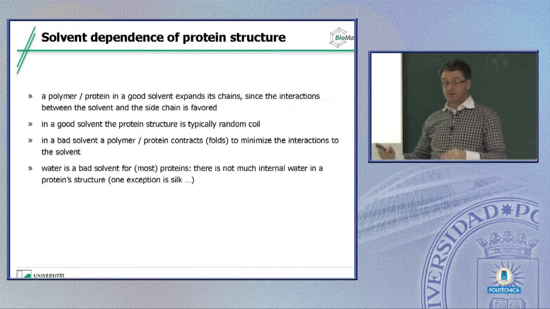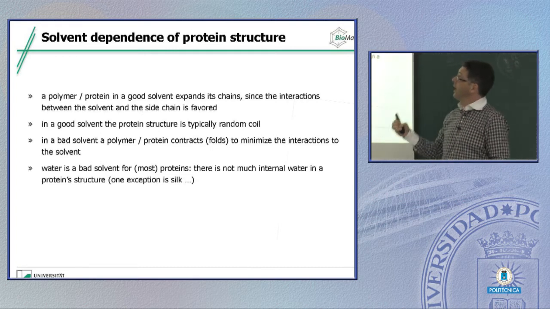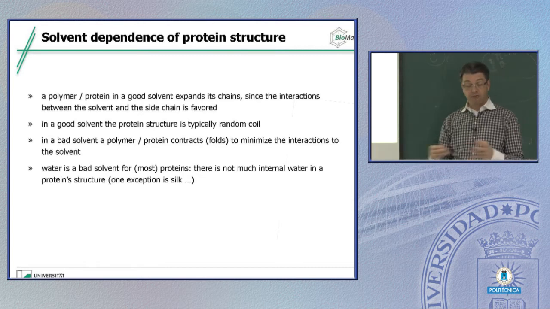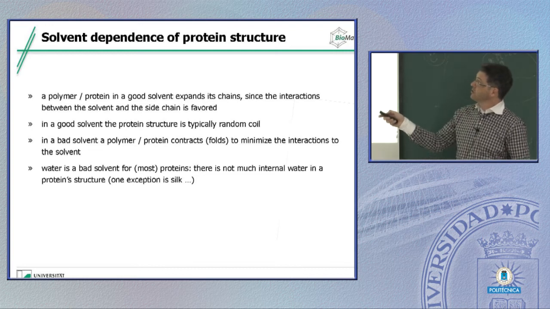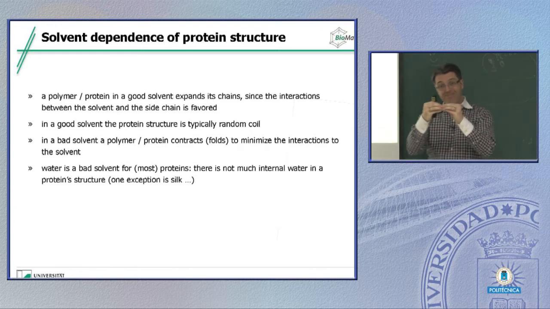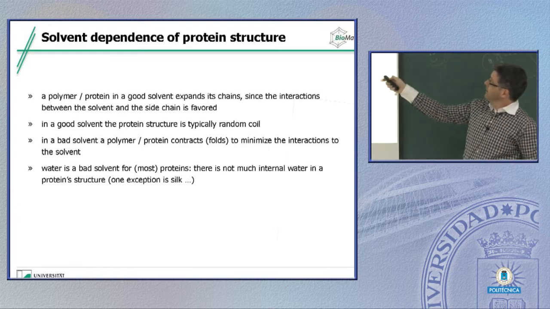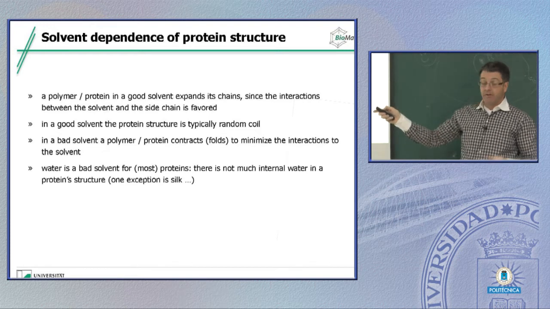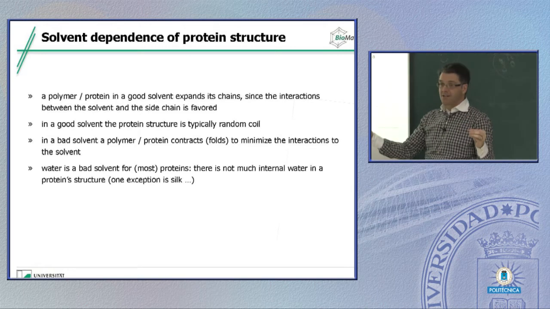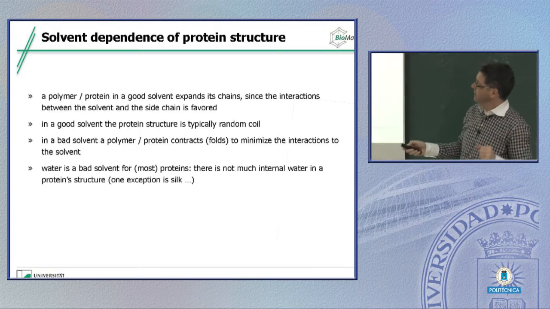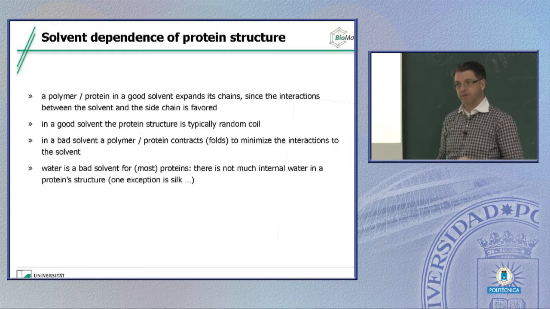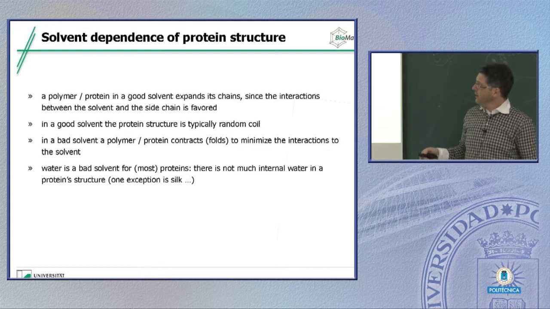Of course, the solvent of a protein will have influence on the protein structure. If you have a protein, or in general terms, if you have a polymer in a good solvent, it expands its chains, meaning that you have no structure. The interactions between the solvent and the side chain are favored, and therefore you should have an unfolded molecule. What actually is then the outcome? That in a good solvent, the protein structure should be random coil. But in nature, that's typically not the case.